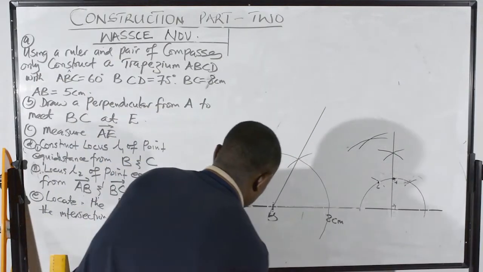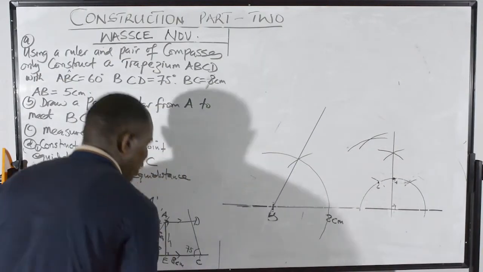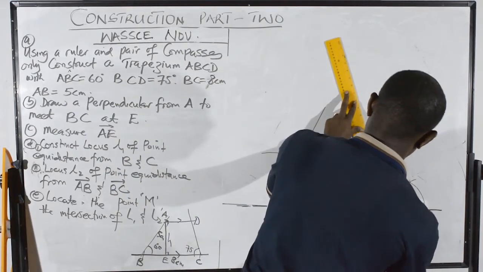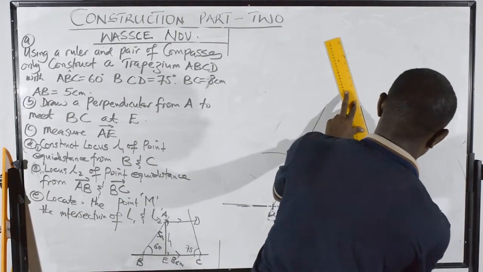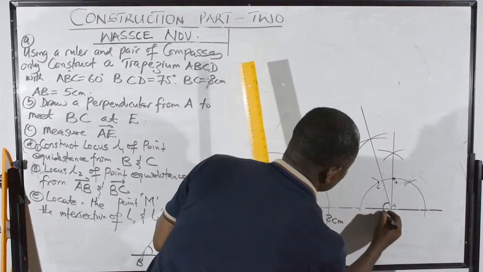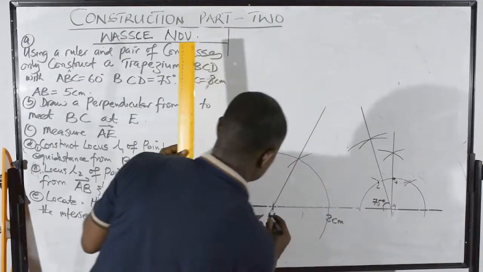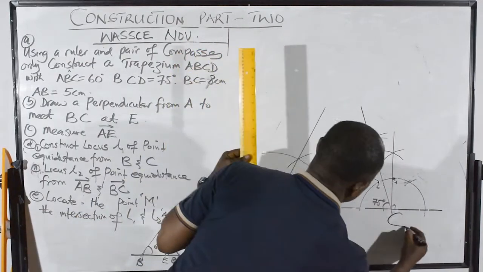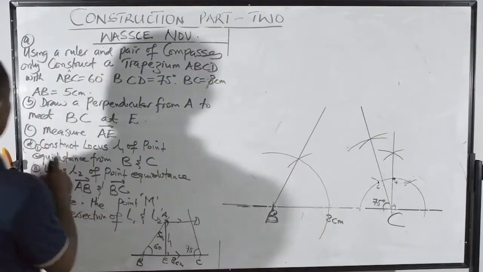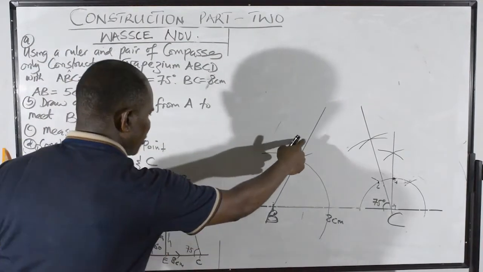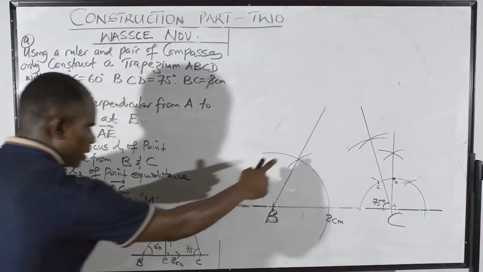Now we have the 75 line up for you already. This is 75, this is 75 there. So now this is B, this is C. We need to get A. You say AB is 5 centimeters, so I need an A somewhere there, because that's our A. I need an A somewhere here.